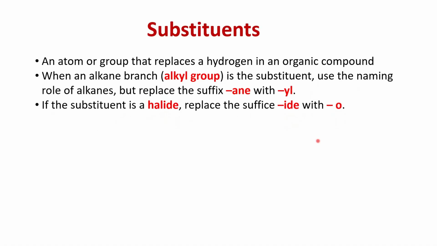If the substituent is a halide, we have different types of substituents. It can be an alkyl group or a halide. These halides come from halogens: chlorine, bromine, fluorine, iodine. All of these are called halides, and we will study them more later. In this case, we will replace the suffix "ide" in the halide with "o", and we'll learn more about it later.